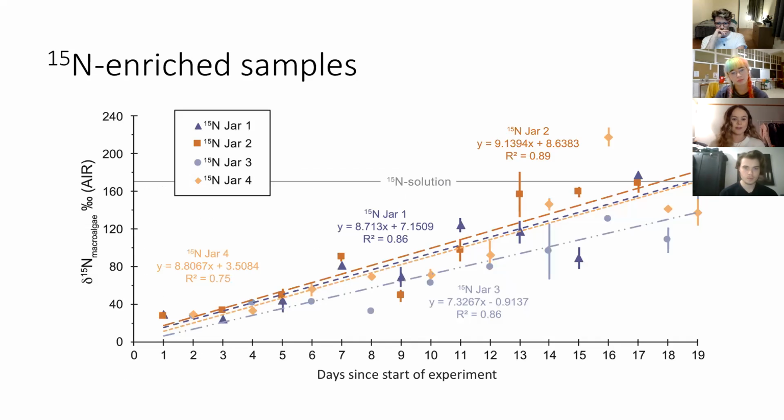So this is the first of our results. The grey line that you can see here is obviously the 170, the delta 15N of that 15N enriched solution. And as you can see, it's just a really nice linear increase towards equilibrium with that solution. The macroalgae tips started off with the delta 15N of about 11 per mil. So you can see that the delta 15N has just drastically increased towards that signal over the 19 days and eventually reached equilibrium.